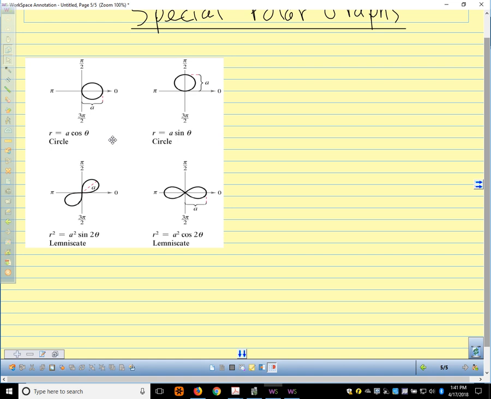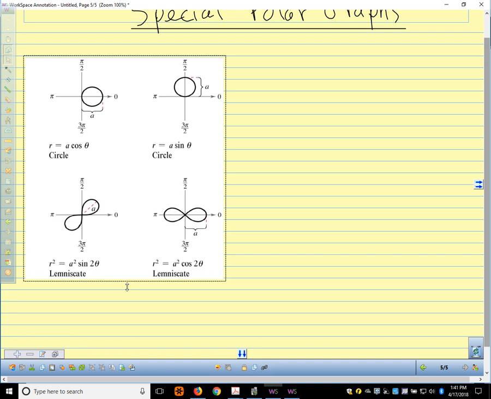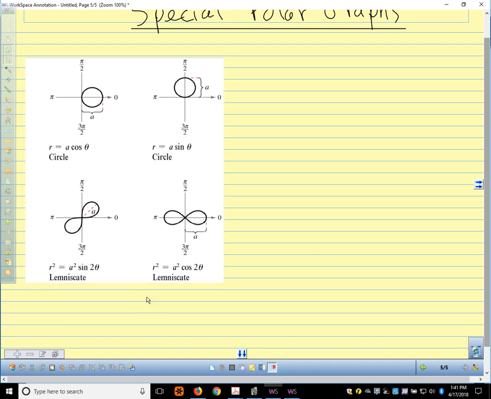Let me stretch it a little more. There, it looks more like this. Anytime your equation is r equals something times cosine theta, or r equals something times sine theta, you're going to get a circle. The diameter is going to be a. Because it's a cosine function, it has polar axis symmetry. Because it's a sine function, it has pi over 2 symmetry.